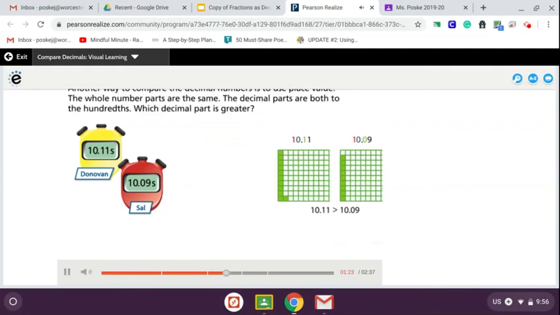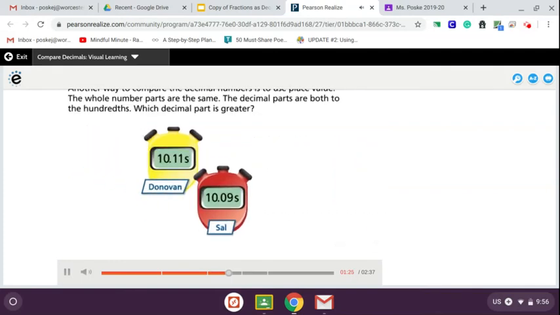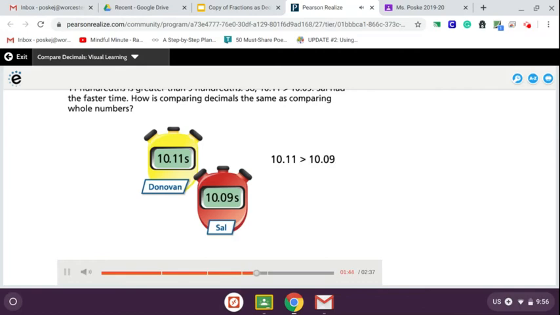Another way to compare the decimal numbers is to use place value. The whole number parts are the same. The decimal parts are both to the hundredths. Which decimal part is greater? Eleven hundredths is greater than 9 hundredths. So 10 and 11 hundredths is greater than 10 and 9 hundredths. Sal had the faster time.